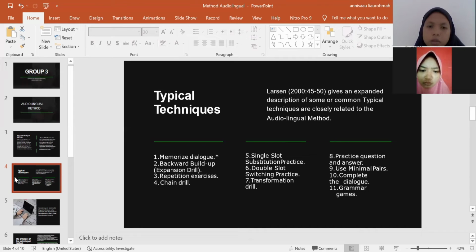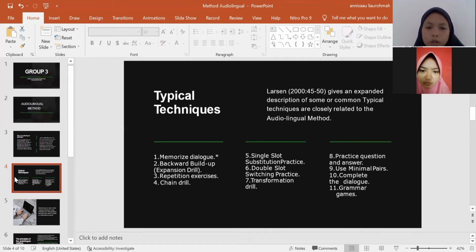A single slot substitution drill. The teacher states one line from the dialogue and then gives a word or phrase as a cue, and the student, when repeating the line, must replace it into the sentence in the correct place. A double slot substitution drill is similar to a single slot drill, but two words are replaced in the line. And a transformation drill: the teacher gives sentences that must be changed into another form, for example, a question turned into a statement, or an active sentence changed into a negative statement.